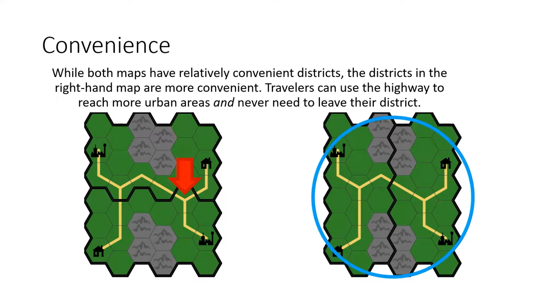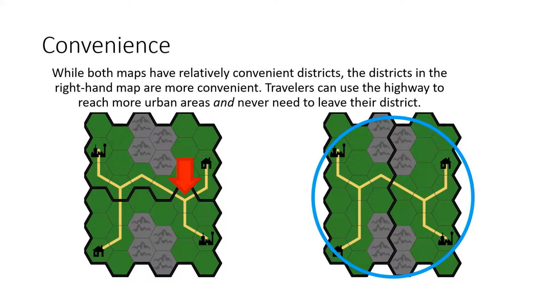The answer is that the right-hand map is still more convenient. The reason for that is that, the way the highway is created, you would have to leave the district, the southern district or the northern district, and go into the other district in order to reach the other side of the island, the west side or the east side. So if you were traveling from that city in the northwestern side, you would briefly slip over into the southern district where that red arrow was pointing in order to reach the town on the northeastern side.